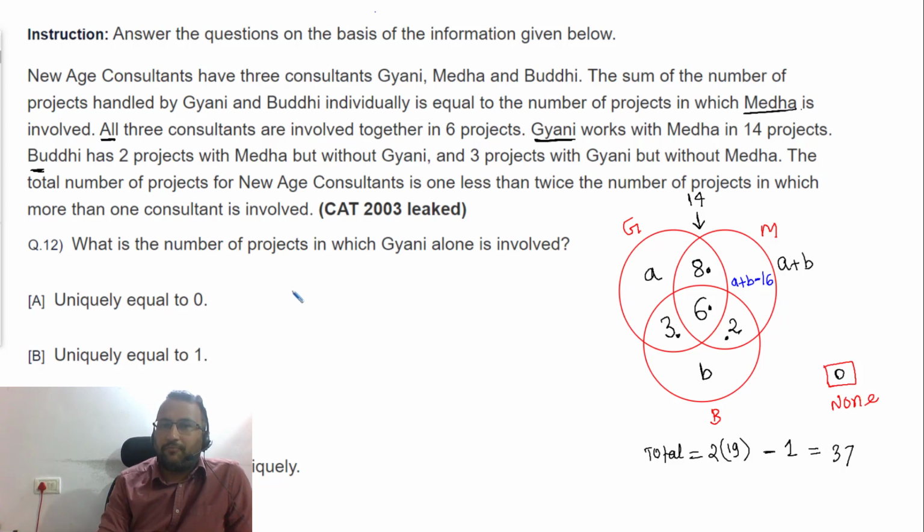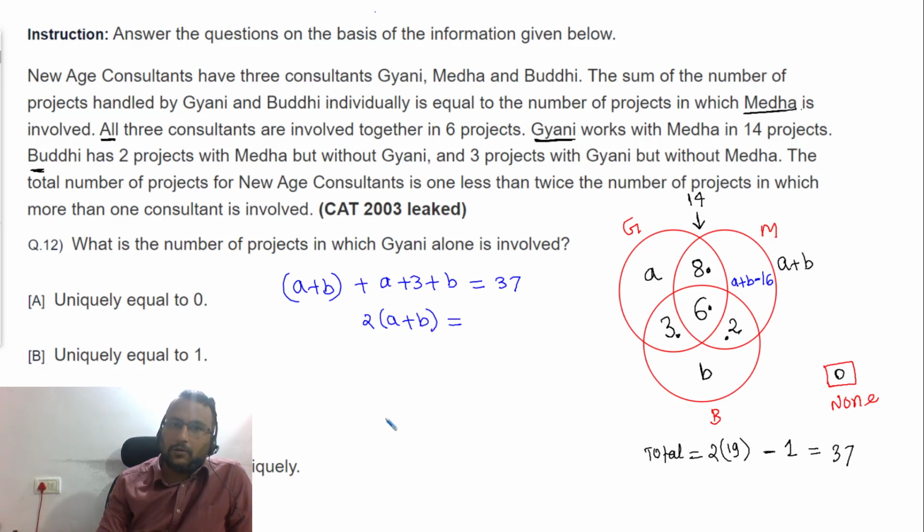So the value of Medha circle is A plus B, and outside Medha it is A plus 3 plus B. This addition is equal to the total number of projects, that is 37. So from this, what we can conclude is 2 times (A plus B) is equal to 37 minus 3, which is 34. So the value of A plus B is equal to 17. This is what we can conclude over here.